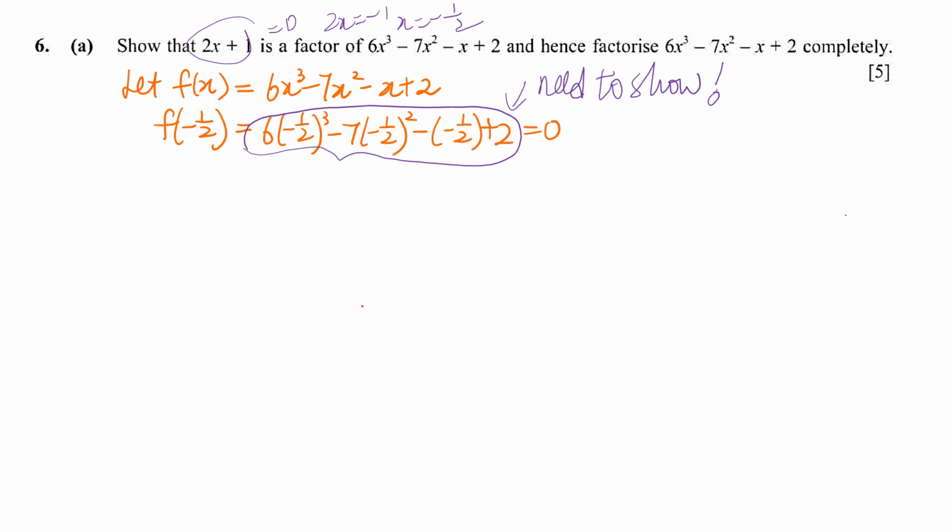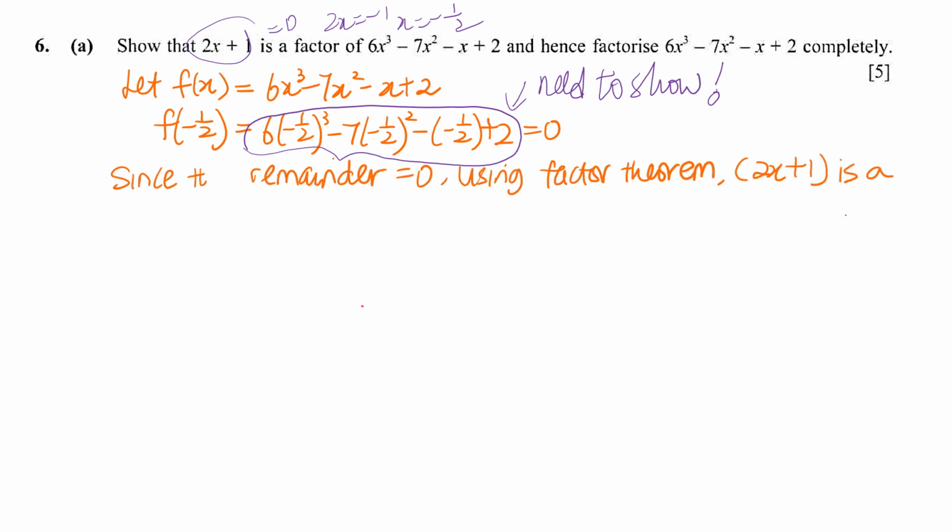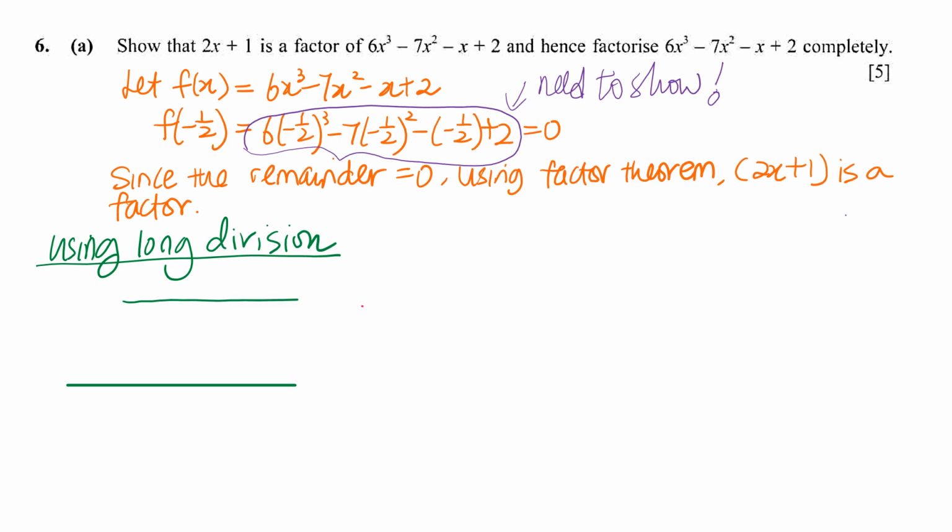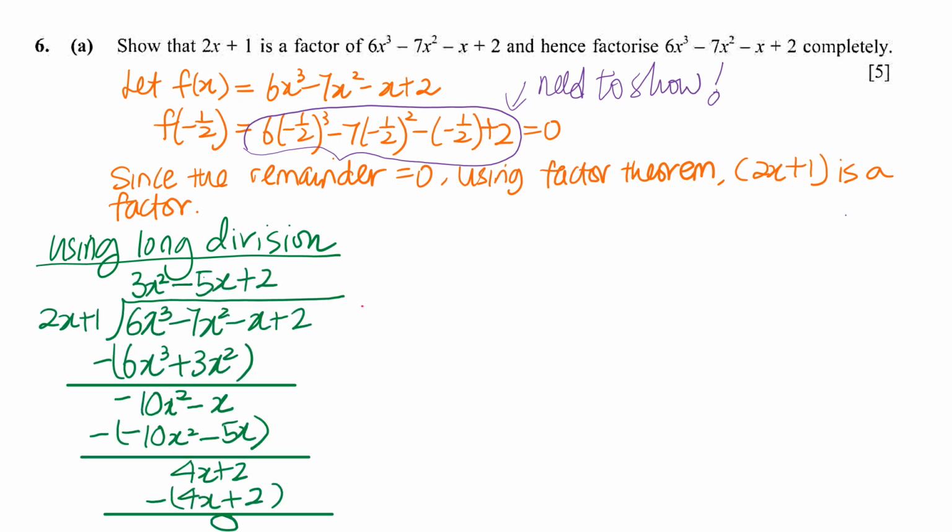And what are the explanations that are needed? We need to explain that since the remainder is equal to 0, using the factor theorem, 2x plus 1 is a factor. Alright, so the next part is to factorize it. So there are two ways of doing it. You can use long division, or you can compare coefficients of similar terms on both sides. Alright, so to use long division, I have a video that actually shows you how to do long division, so I won't go into details on how to use long division.